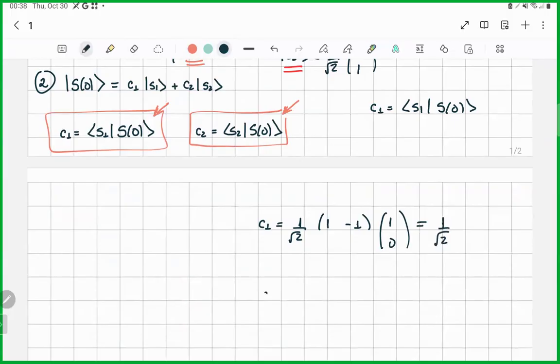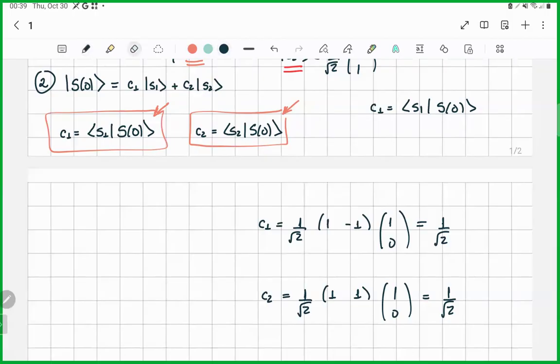And what is C2? Very similar. What changes is that here we have the state 1, 1, the bra for the state S2, with the initial state 1, 0, again 1 over square root of 2. Okay, so we are done. Both coefficients are 1 over square root of 2.